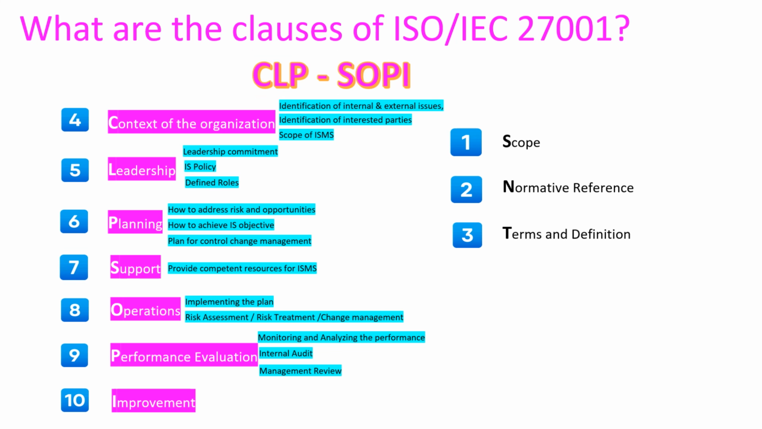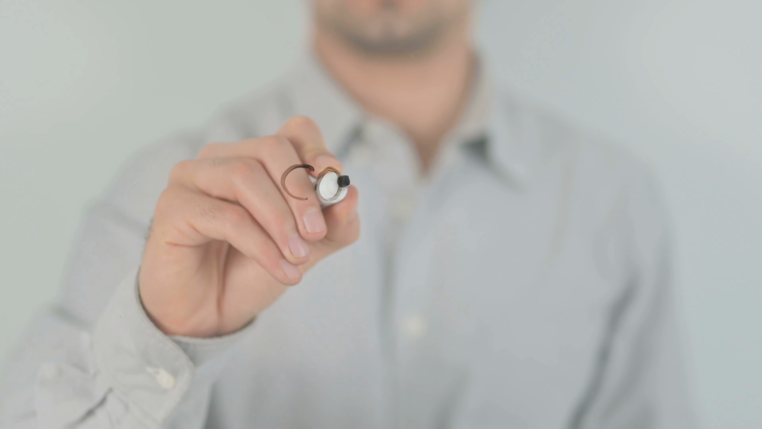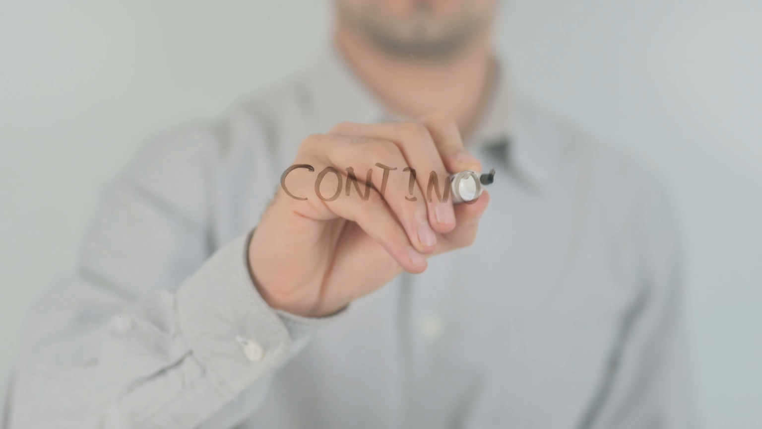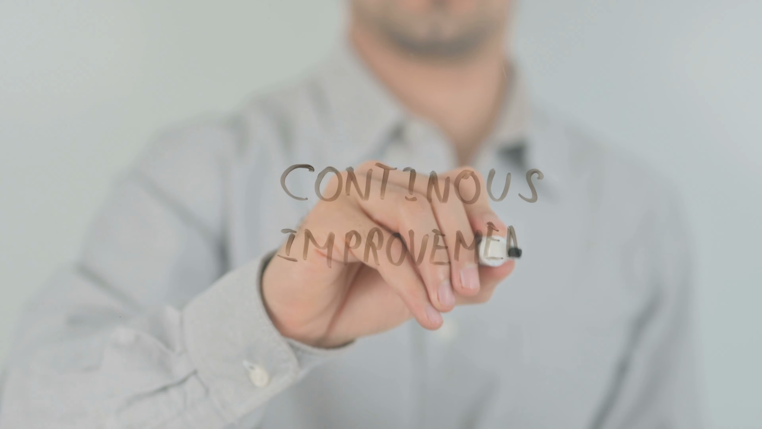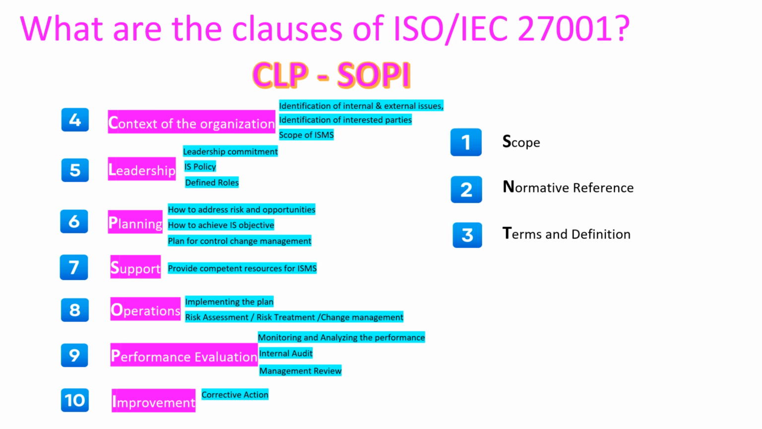Clause number 10 is about improvement. It focuses on continuous improvement. So, the organization must identify the non-conformities and take corrective action. Ensure that the ISMS is continually improved to meet evolving security needs and address the issues, and ensure continual effectiveness through regular reviews and updates.